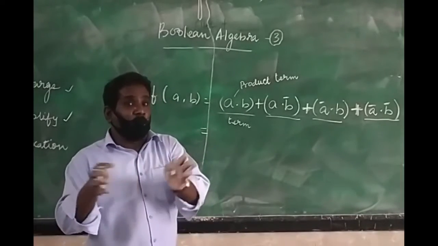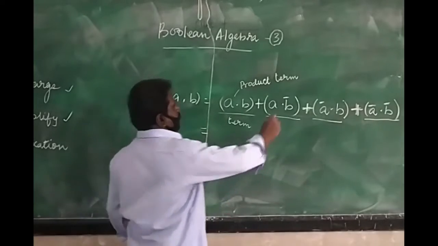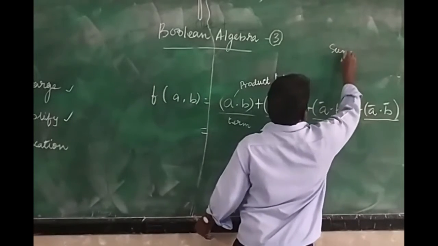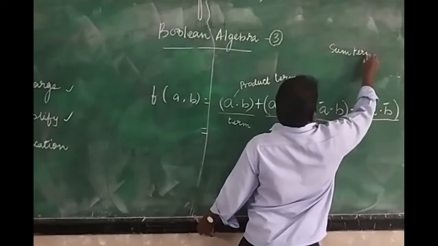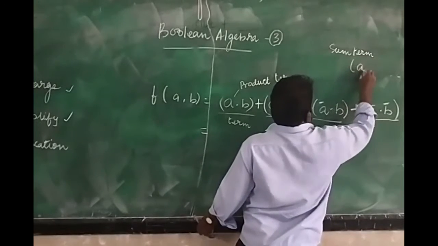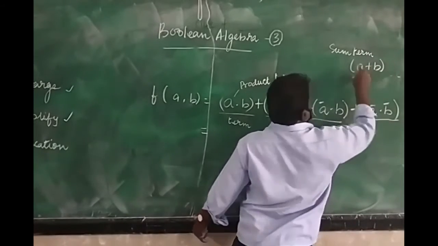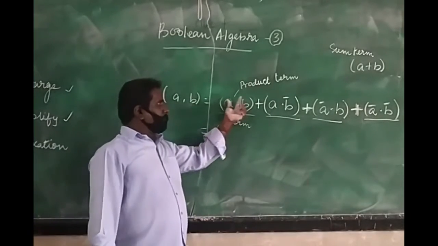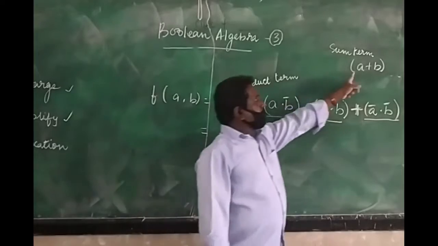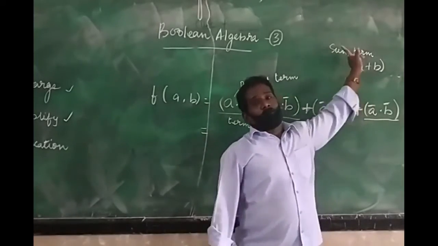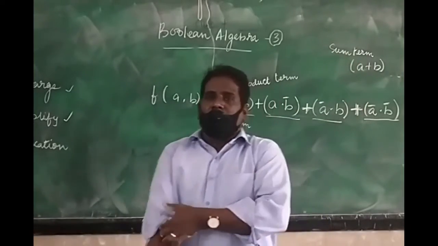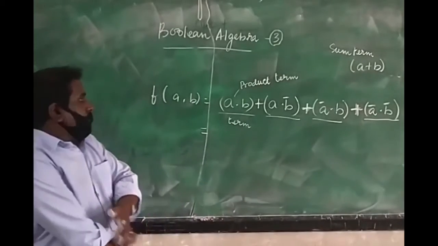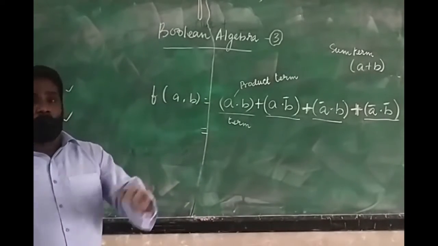Sum term. If it is instead of multiplication an OR operation, this is a sum term. Here it is multiplied, so it is a product term. Here it is added, so it is a sum term. So like we said, we can call the terms product term and sum term.